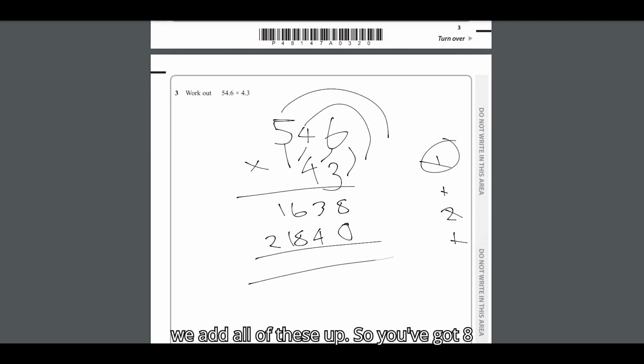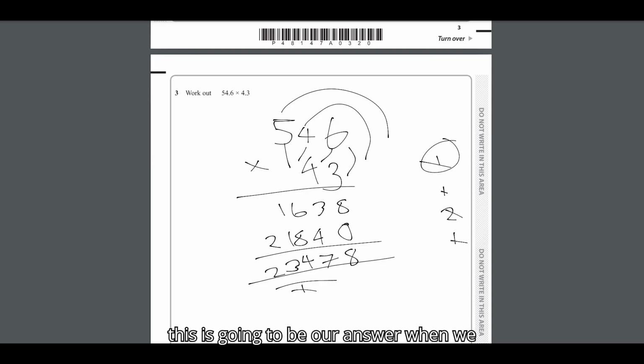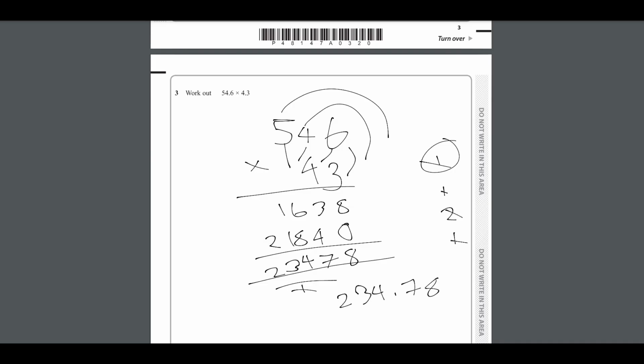So now we add all of these up. You got 8 plus 0 is 8, 4 plus 3 is 7, 8 plus 6 is 14, 1 remainder, 1 plus 1 is 2, add 1, 3, and 2. So this is going to be our answer when we multiply this. However, we got decimals, as it says. In this case, we have 1 decimal place and 1 decimal place, so 2 decimal places from the right, and that will give us an answer of 234.78.